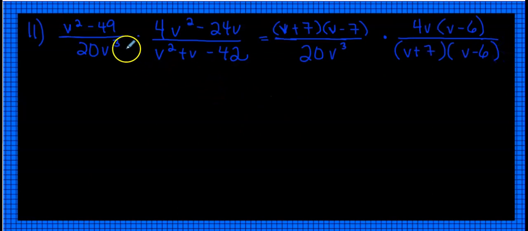So I had made the variable in the first one a y by mistake. It should have been a v. So yeah, all the variables are v's. So this was the difference of 2 squares.